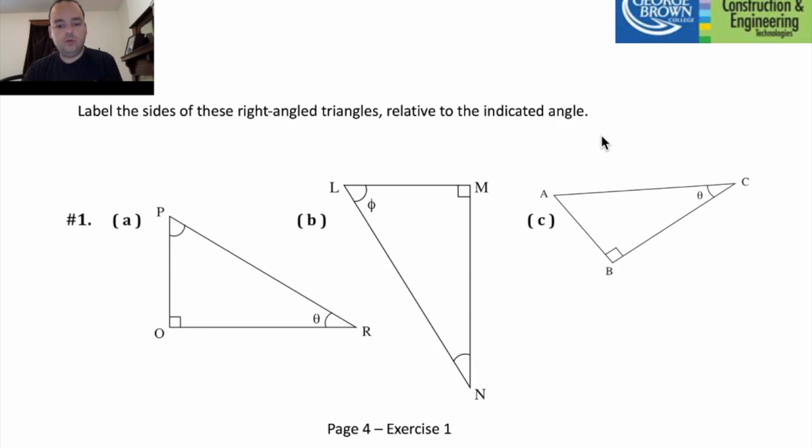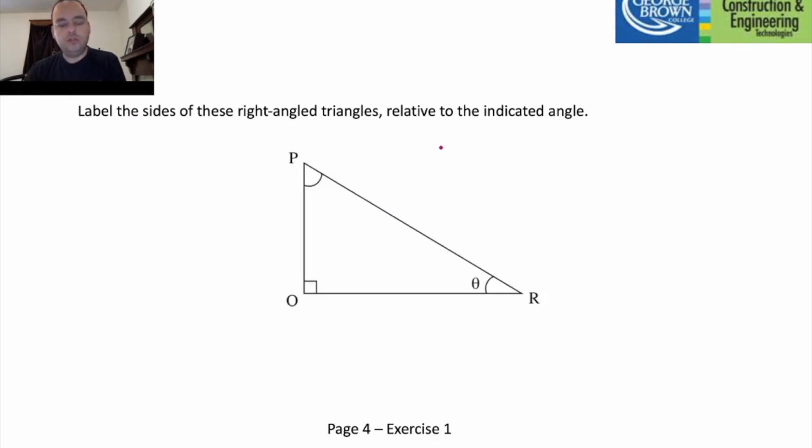If you go to page 4 of the notes, you'll see example number 1. We're going to just cover these three triangles here. We're going to label the triangles, but I want you to make an important emphasis here: it's relative to the indicated angle. The angle that's indicated varies on each triangle. These are the angles that we're interested in, because depending on the angle that you choose, the relative labeling will change. So let's take a look at each of these separately.